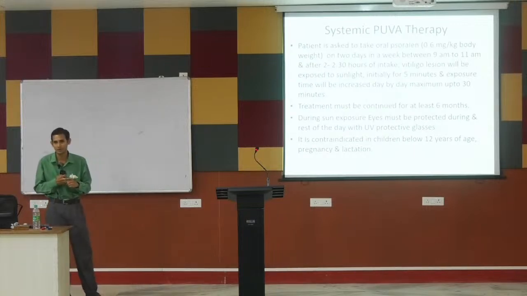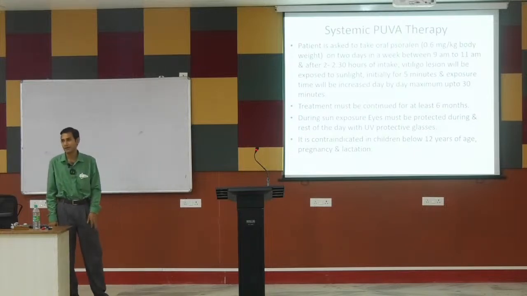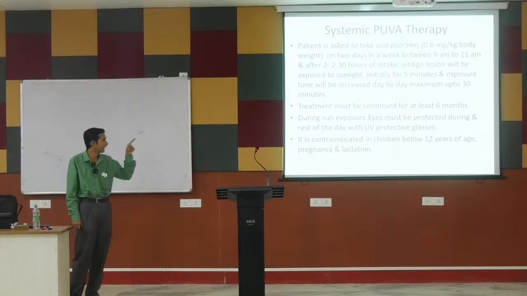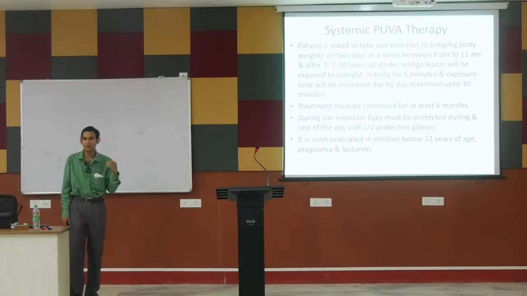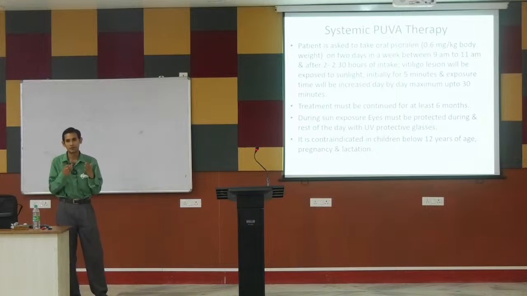Tablet 8-methoxypsoralen is given in a dose of 0.6 milligram per kg body weight, 2 days in a week, but not 2 consecutive days, for example Sunday and Wednesday, or Sunday and Thursday. Between 9 and 11 a.m., and after 2 to 2.5 hours, sun exposure is done. Ultraviolet sun exposure is done initially for 3 to 5 minutes, and then the exposure time is gradually increased, up to a maximum of 25 to 30 minutes.